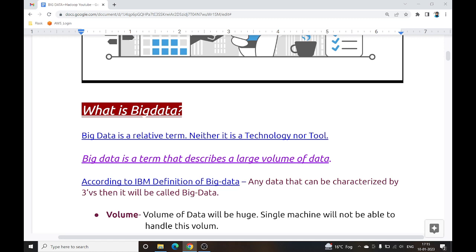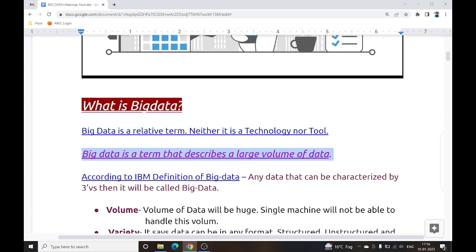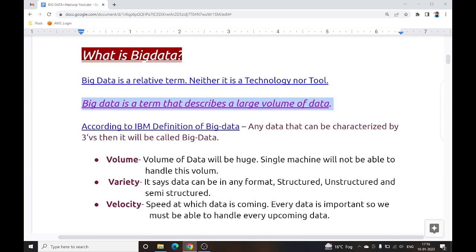Big data is a relative term. We can't say it is a technology or a tool, it is simply a relative term. Big data is a term that describes a large volume of data. If we have a chunk of information, that is data, and if we have a large volume of data, we can say that particular data is big data. According to IBM, the definition of big data is any data that can be characterized by 3Vs. Now let's discuss these 3Vs.